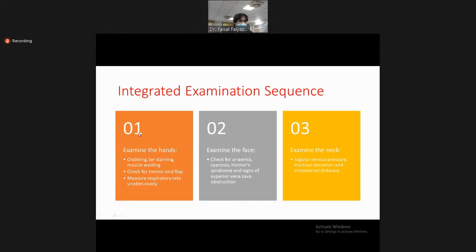Now, this is also a part of respiratory examination. We call it the relevant part: examine the relevant areas. In the relevant examination, you examine the hands for clubbing, any tar staining, any muscle wasting, and check for tremor or any flap, asterixis or flapping tremor. Measure the respiratory rate unobtrusively. Examine the face for anemia, cyanosis, Horner syndrome, and signs of superior vena cava obstruction, and then examine the neck. So hands, face, neck. In the neck, JVP, jugular venous pressure, tracheal deviation present or absent, and cricosternal distance.